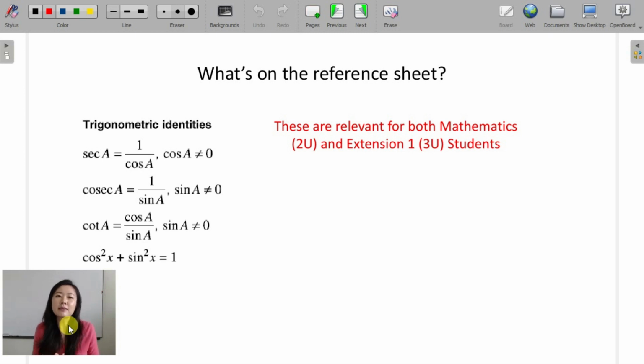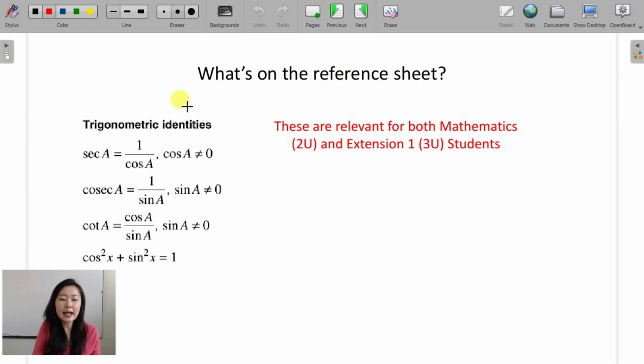Generally, I recommend actually memorizing most of these identities, especially in an exam condition. You're not going to have the luxury of time slowly flicking through the reference sheet and trying to figure out what you're supposed to use. And hopefully, if you're practicing, you shouldn't have to flick through a reference sheet anyways. All right, so let's have a look at what's in there.